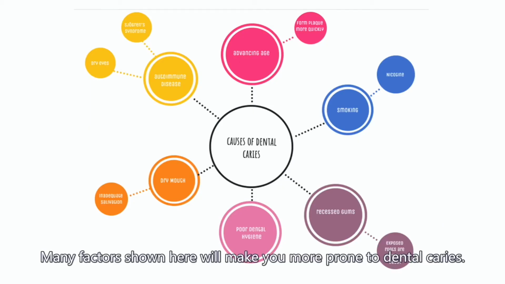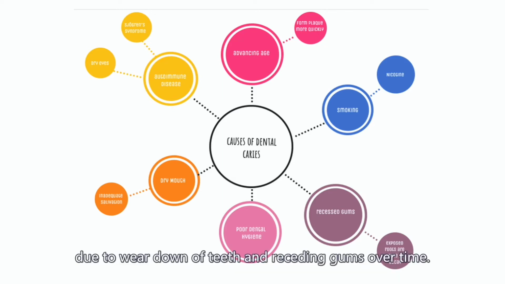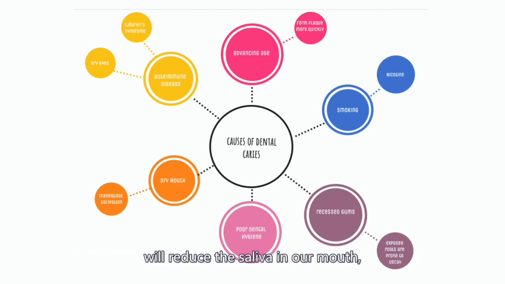Many factors shown here will make you more prone to dental caries. The first one is advancing age. Older teeth could form plaque more quickly due to wear down of teeth and receding gums over time. Also, people having autoimmune diseases and dry mouth will reduce the saliva in our mouth, which loses the protective layer against bacteria. What's more is the poor dental hygiene.